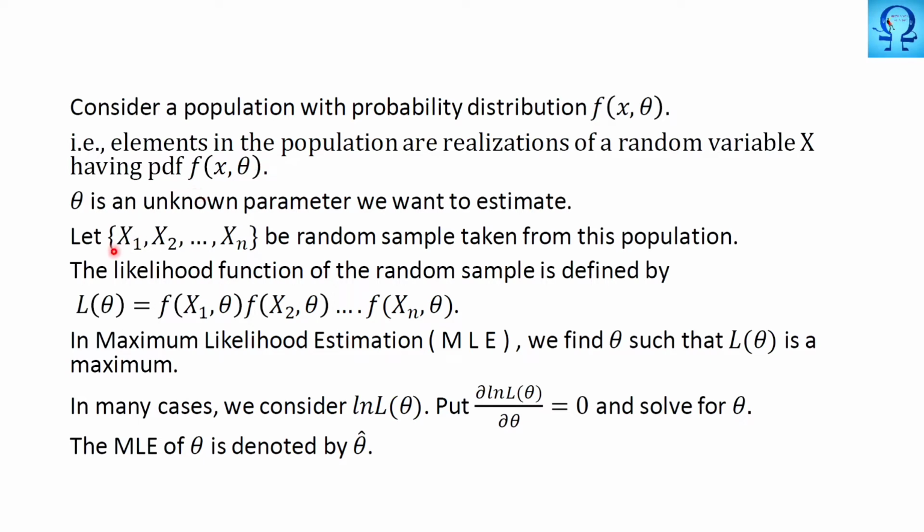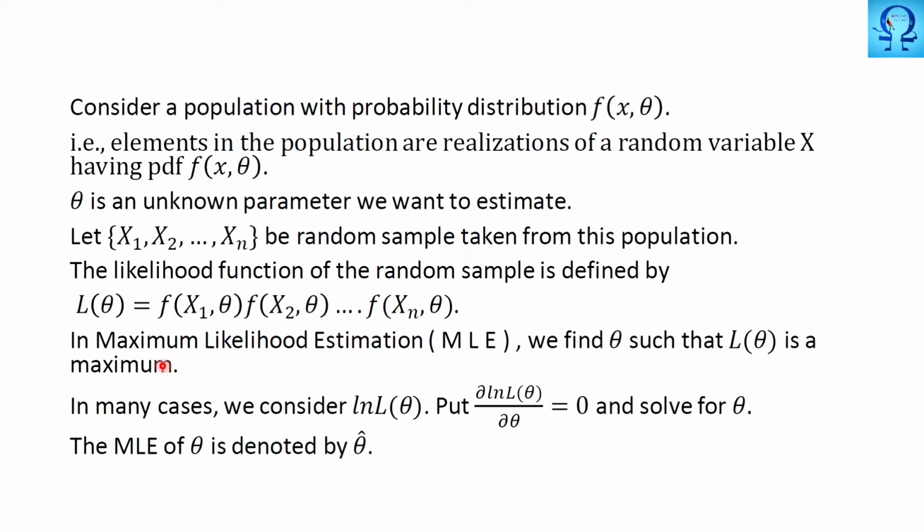For this we take a random sample from the population, and the likelihood function of the random sample is defined by L of theta, which is the product of individual densities of each variable. In the maximum likelihood estimation technique, we try to find this theta such that this L of theta is attaining its maximum value.